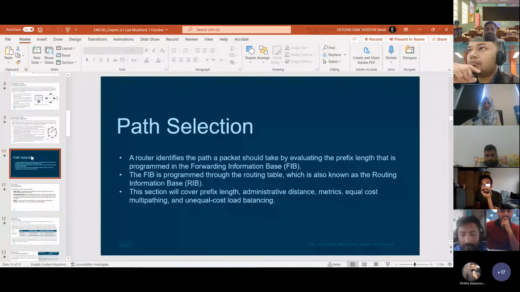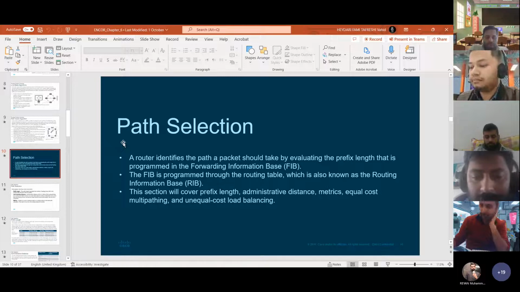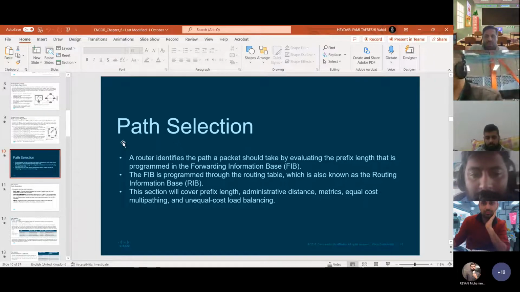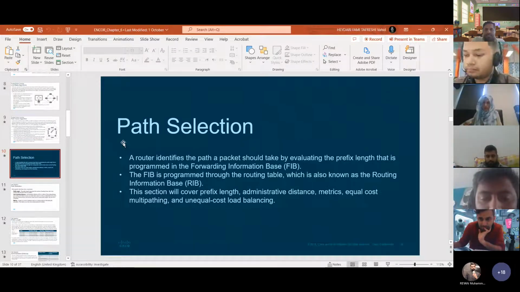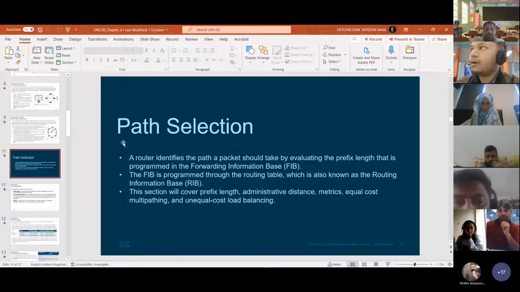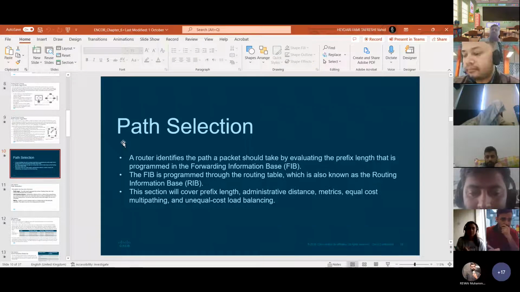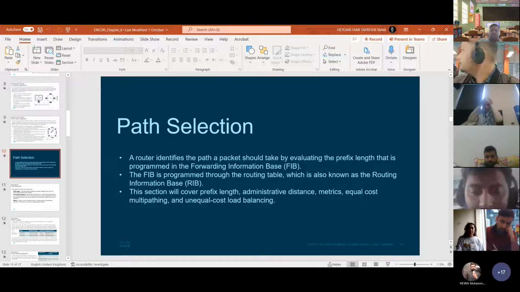Let's move on. In this section, we're going to talk about path selection. There are two concepts I want you to be aware of. One is RIB, routing information base, and another one is FIB, forwarding information base. What they are and what they do for us.